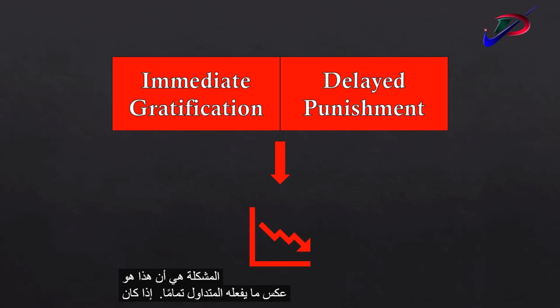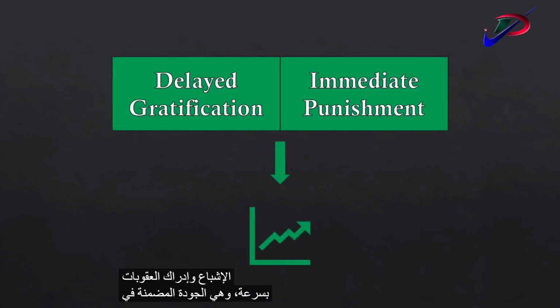The problem is that this is exactly the opposite of what a trader should do if the goal is to survive in the market in the long term. The correct mode of behavior is to delay gratification and to realize punishments quickly, which is the built-in quality of the money management principles you learned in the previous section.